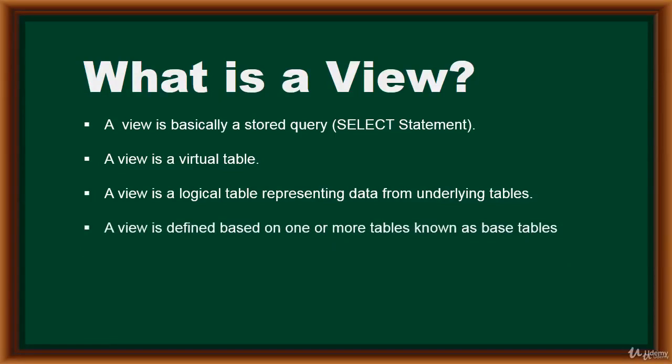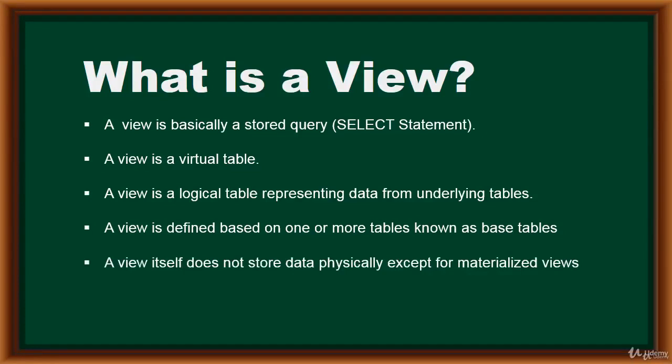A view is defined based on one or more tables, and the tables are referred to as base tables. So you basically create a view from one or more tables known as the base tables. The views themselves do not store any data. They're just there to represent data from the base tables.